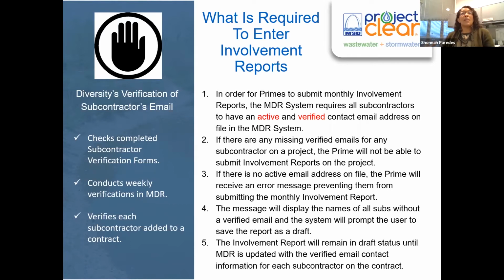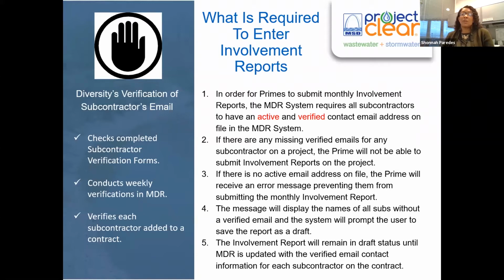If there is any missing verified email for any subcontractor on a project, the prime will not be able to submit their involvement reports on their projects. So it's very important, as I said, that I pointed out how important the email address is for verification purposes. Now, in the event we don't have an email address on file, the prime will receive an error message preventing them from submitting that involvement report.